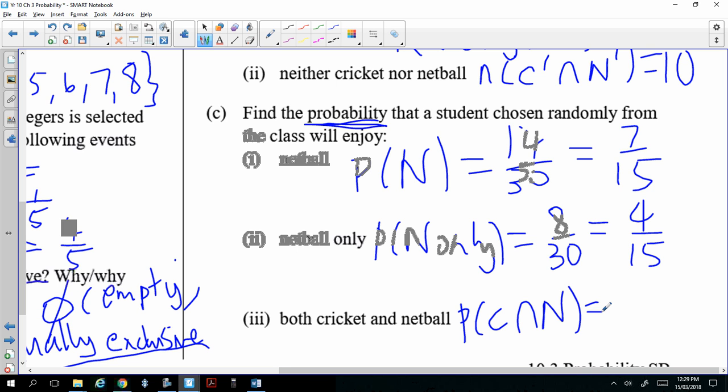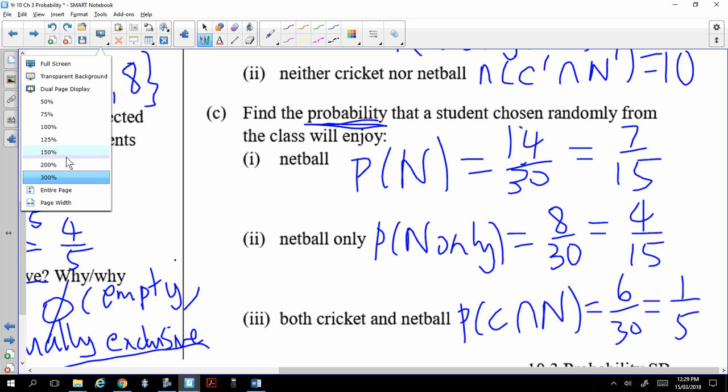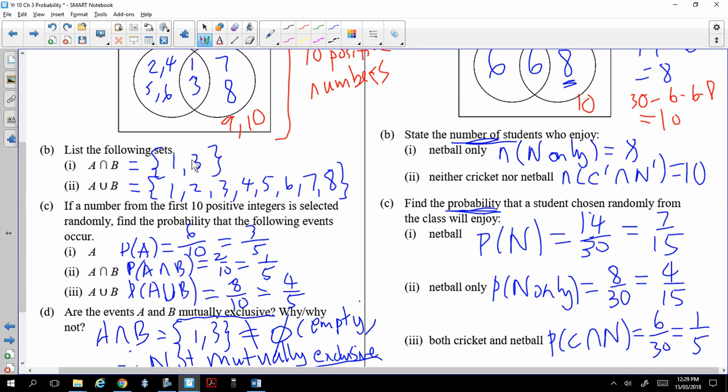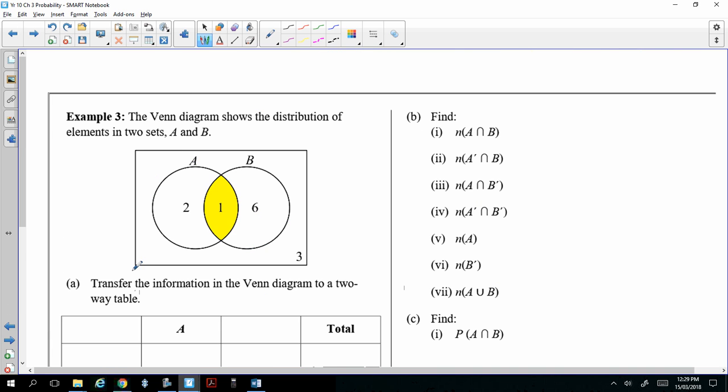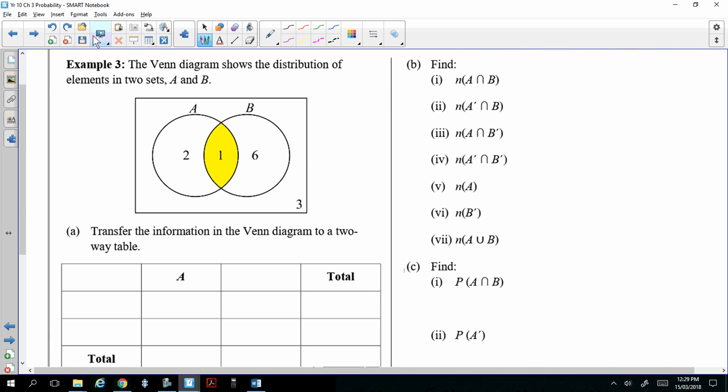Right. So in this topic, there will be a lot of this Venn diagram notation and two-way table. Oh, yes, we haven't done two-way table. The next one will be involving two-way table. So we're going to translate this into a two-way table. Okay, let's see how that works.